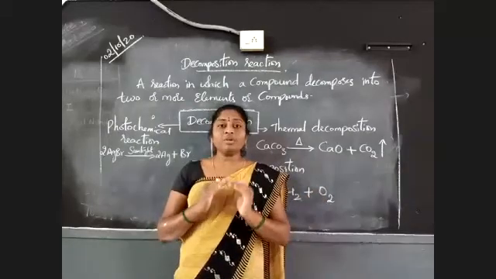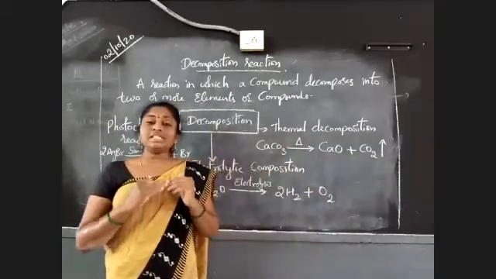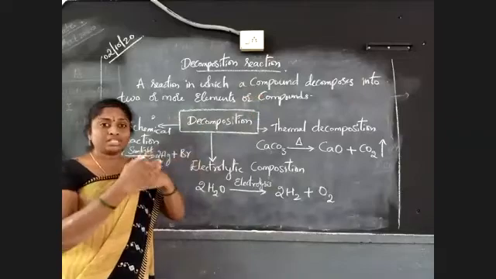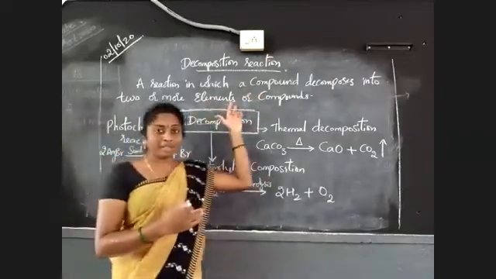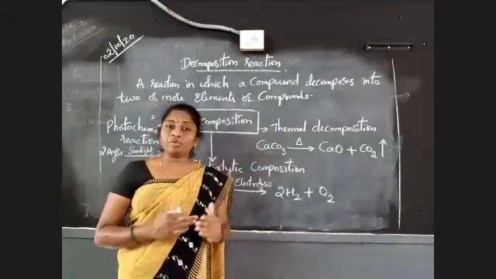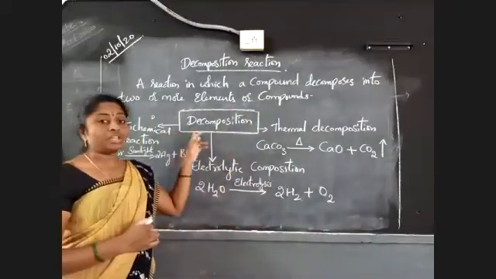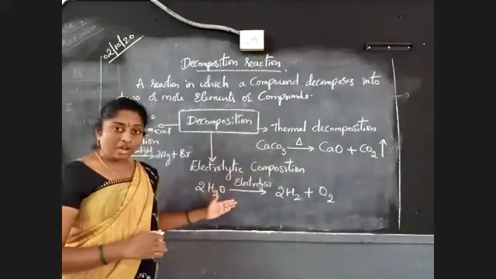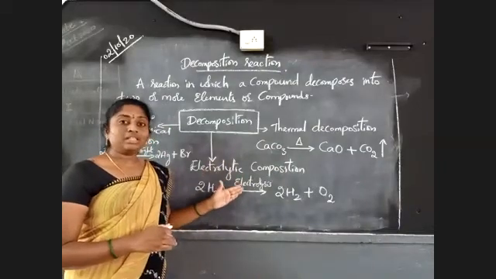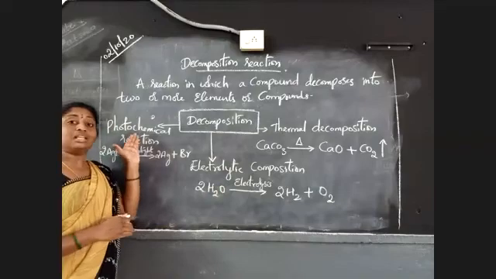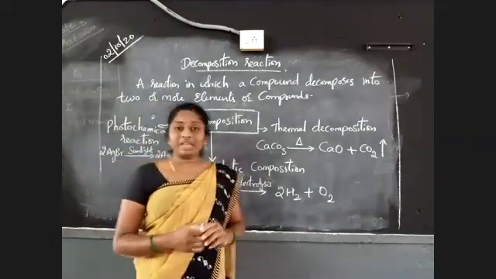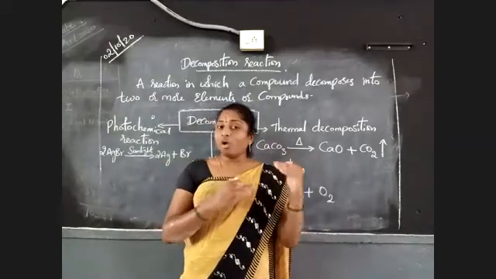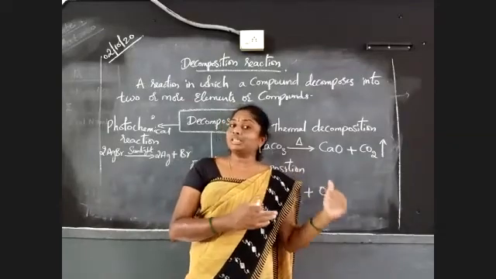Once again, I am going to repeat. What is a decomposition reaction? A reaction in which a compound decomposes into two or more elements or compounds is known as a decomposition reaction. Decomposition reactions can take place in many ways, like passing heat, by electrolysis, that is, passing electric current, or by absorbing sunlight. So the decomposition takes place by the absorption of heat, or in the presence of sunlight, or in the presence of electric current.